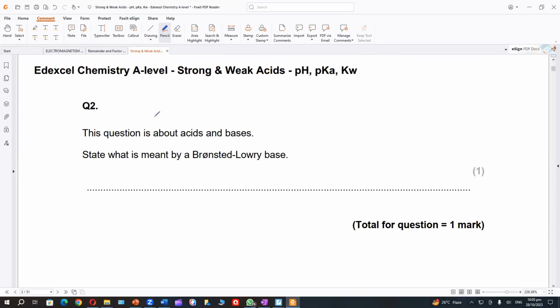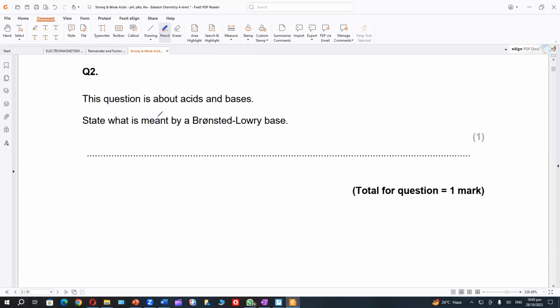Question number 2. State what is meant by a Bronsted-Lowry base. Isn't that just a proton acceptor? Yes. Bronsted-Lowry says it's a proton acceptor. Oh, no, I'm really confused. Isn't the acid the proton acceptor?